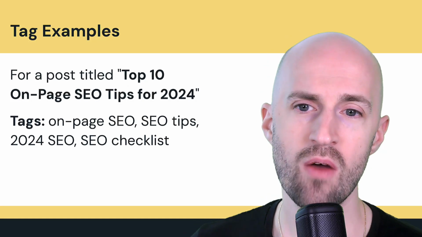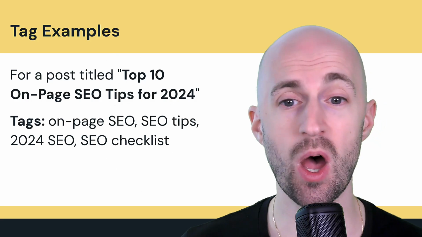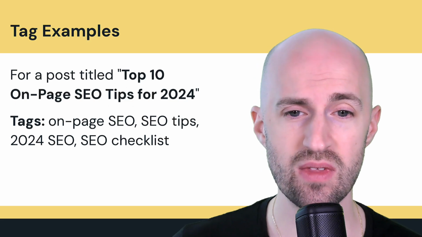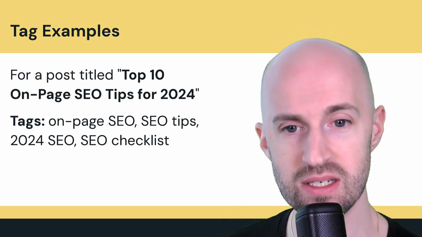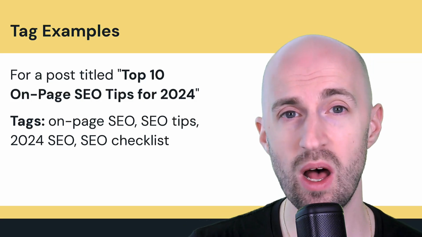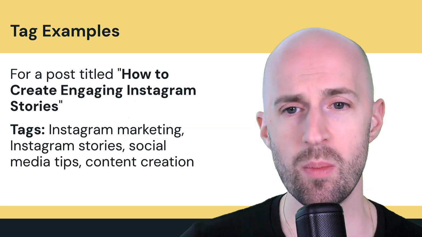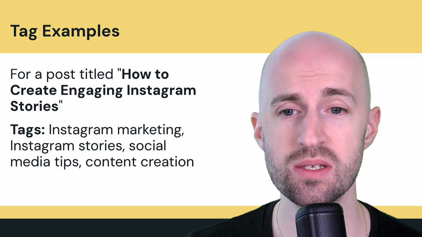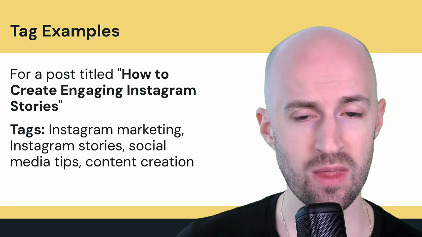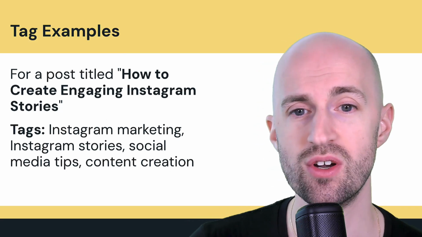So here's an example for a post titled Top 10 On-Page SEO Tips for 2024. Some tags could be On-Page SEO, SEO Tips, 2024 SEO, SEO Checklist, things like that. They're quite granular in that sense. And you can have multiple posts that also talk about these specific topics as well without being exactly the same. For a post titled How to Create Engaging Instagram Stories, some tags could be Instagram Marketing, Instagram Stories, Social Media Tips, or Content Creation. There's many others depending on what you talk about or what points are covered within that specific post.